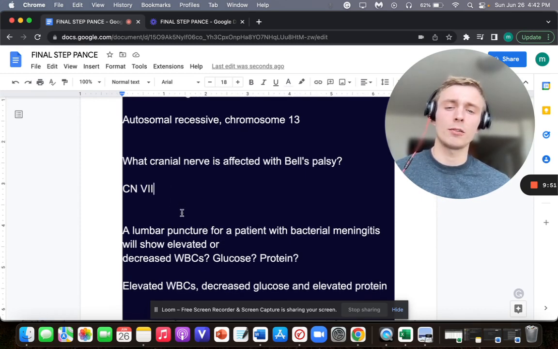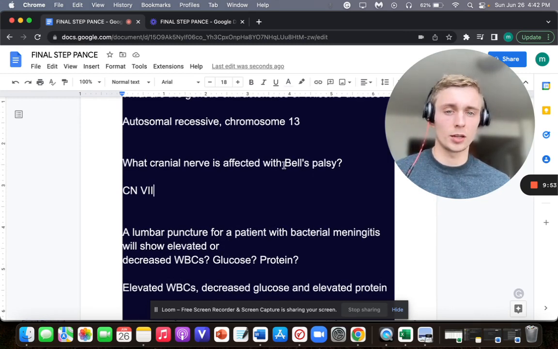And how do you differentiate Bell's palsy from a stroke? So just by looking at their face, patient comes to the ER. How do you differentiate if it's Bell's palsy or a stroke? So a stroke will only affect the eye and below. So they'll still be able to wrinkle their forehead.